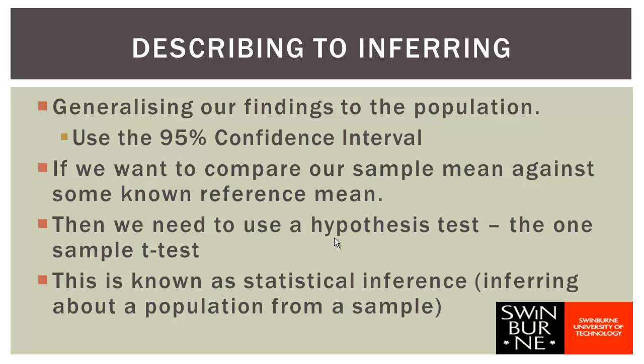So in summary, there are two ways that we can generalise from our sample to the population. We can use 95% confidence intervals, or we can use significance tests. If we want to compare a sample mean against some known reference mean, then the appropriate hypothesis test to use is the one-sample t-test. So a one-sample t-test is always used for metric data, where you're comparing a sample mean to some known reference mean. So what we've been looking at here is statistical inference. We're using the sample to infer something about the population.